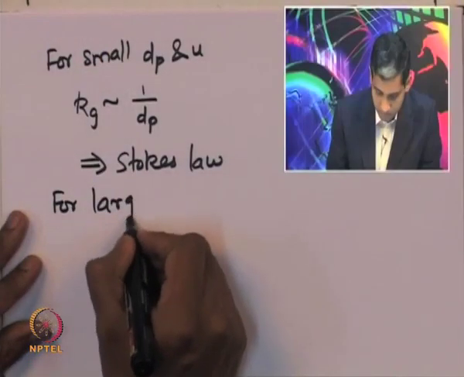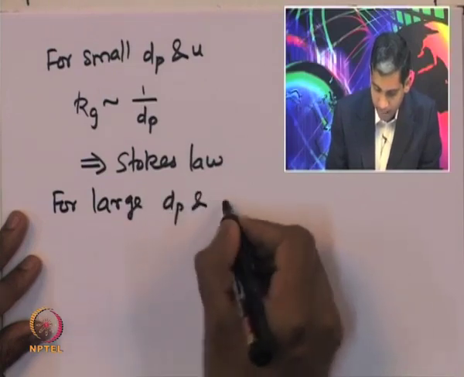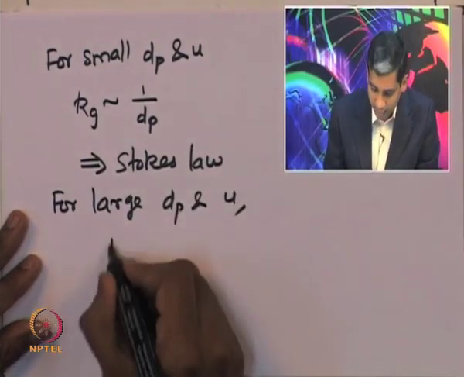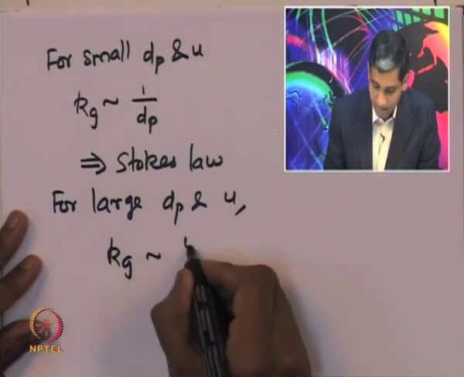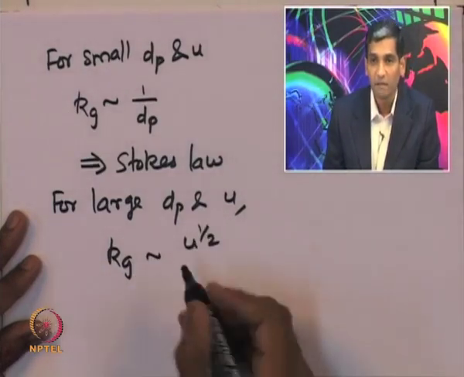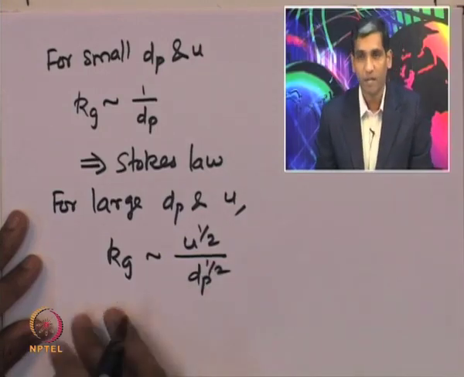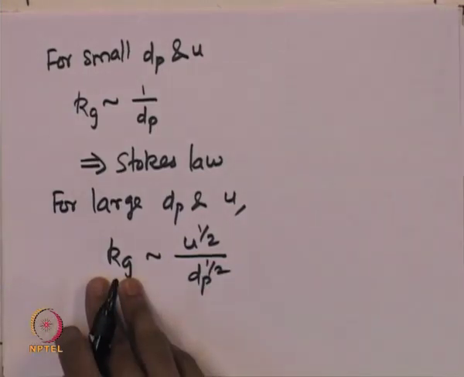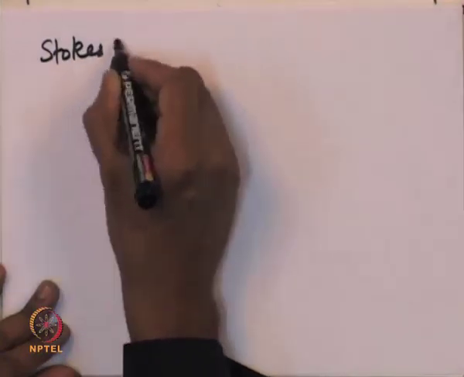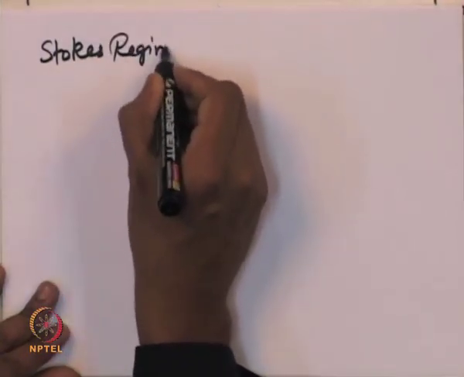Now, for large dp, large particle size and large velocities, the mass transport coefficient scales as u to the power of half, that is, the square root of velocity divided by the square root of particle diameter. So, let us take the case of the Stokes law regime.